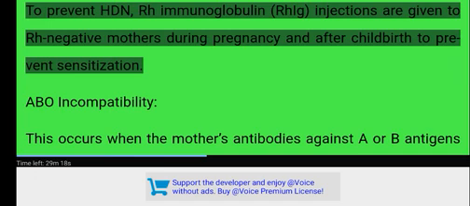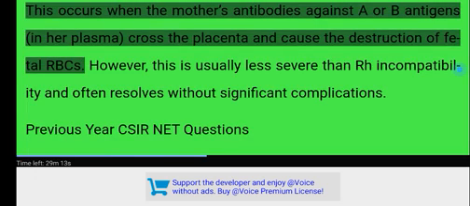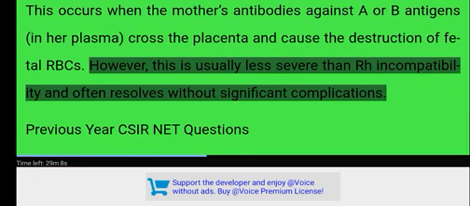To prevent HDN, Rh immunoglobulin injections are given to Rh negative mothers during pregnancy and after childbirth to prevent sensitization. ABO incompatibility occurs when the mother's antibodies against the fetus's B antigens in her plasma cross the placenta and cause the destruction of fetal RBCs. However, this is usually less severe than Rh incompatibility and often resolves without significant complications.